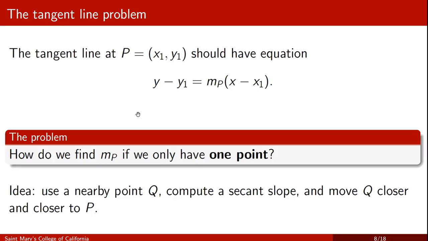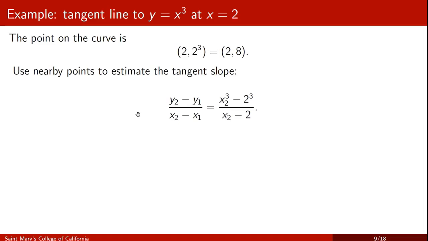And the idea, and of course we'll look at this in just a second, is that we use a point Q that's quite close to P. We can compute the secant slope, and then we move that Q closer and closer to P and see what our slope is heading towards. We take what's called a limit there. Okay, so let's go ahead and try to look at an example of this.